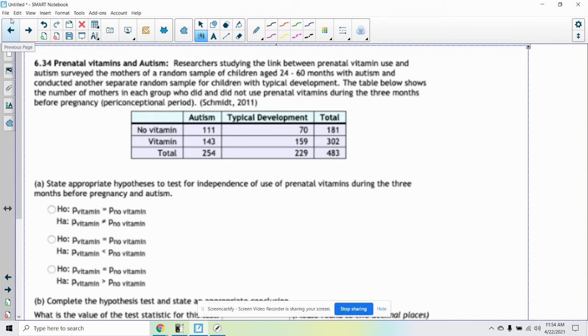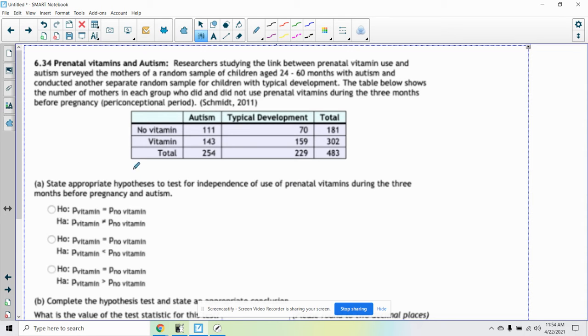Okay. This one here, the researchers studied the link between prenatal vitamin use and autism, surveyed the mothers of a random sample of children with autism, and conducted another separate random sample for children with typical development. The table below shows the number of mothers in each group who did and did not use prenatal vitamins during the 3 months before pregnancy, and so on. State the appropriate hypotheses to test for independence of use of prenatal vitamins during the 3 months before pregnancy.